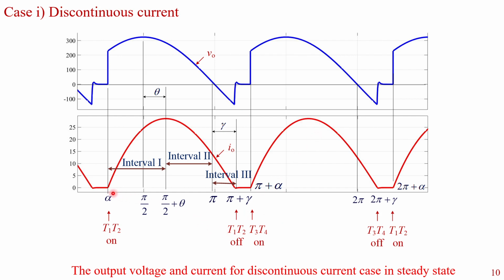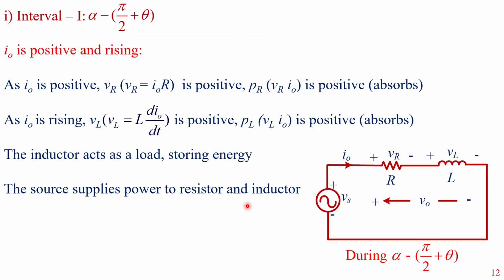I want to divide the first current pulse into 3 intervals. Interval 1 is between alpha and pi by 2 plus theta, interval 2 is pi by 2 plus theta to pi, and interval 3 is pi to pi plus gamma. Let us consider interval 1 first, during alpha to pi by 2 plus theta.